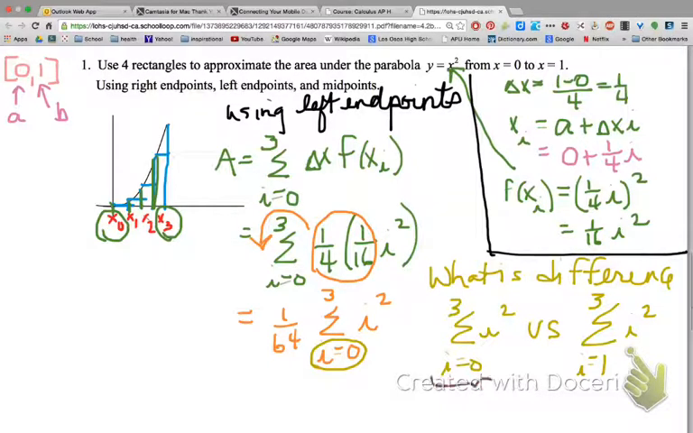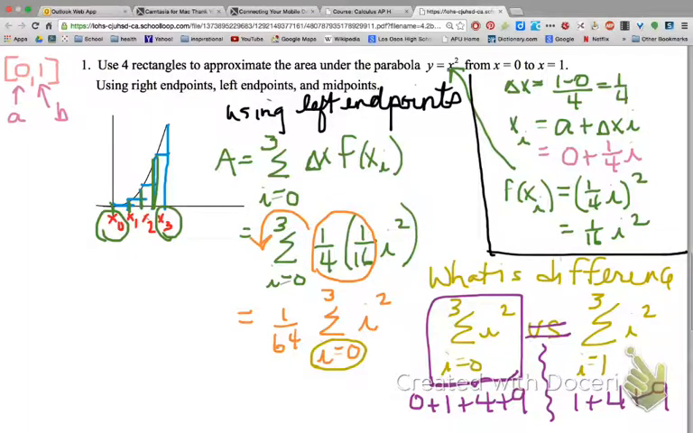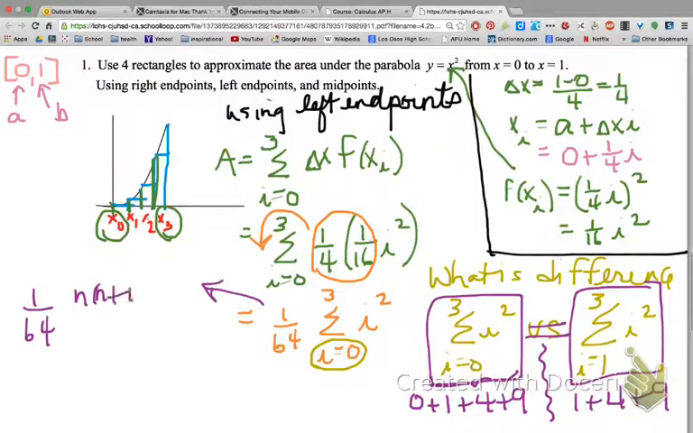Of course, if I were to write this one out, I'd have 0 squared plus 1 squared plus 2 squared plus 3 squared. And if I were to write this one out, I have 1 squared plus 2 squared plus 3 squared. So the reality is that starting at 0 is exactly the same thing as starting at 1. So I can in fact use my rule for the summation of i squared, which is n times n plus 1 times 2n plus 1 all over 6.